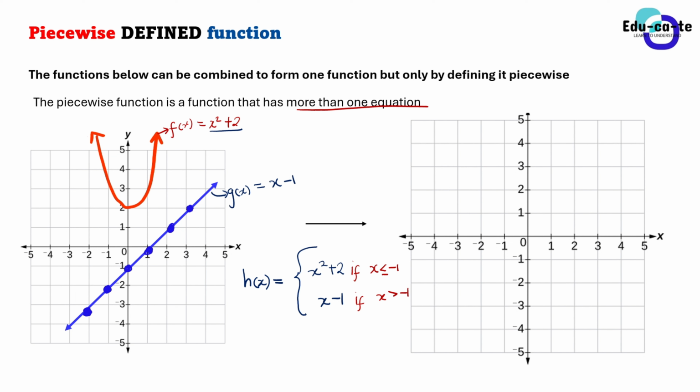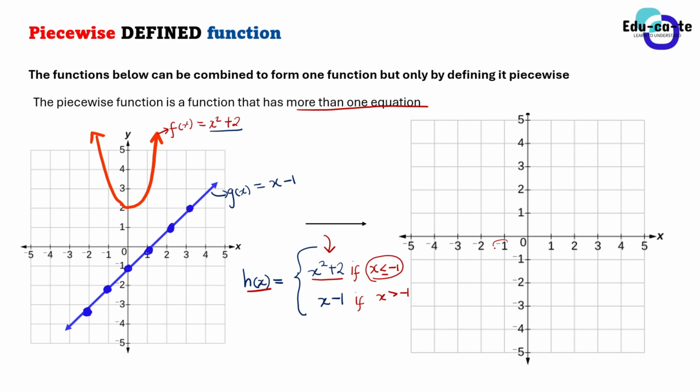So this is a piecewise defined function. It means that you've got two equations. It's one function. h of x is one function that consists of two equations. So how do we now plot that? We are going to use the first equation, x squared plus 2, if x is less than or equal to negative 1. Geometrically, what does this mean?